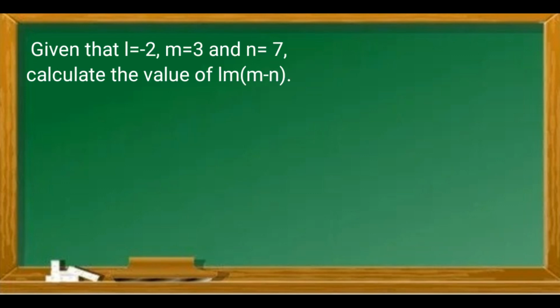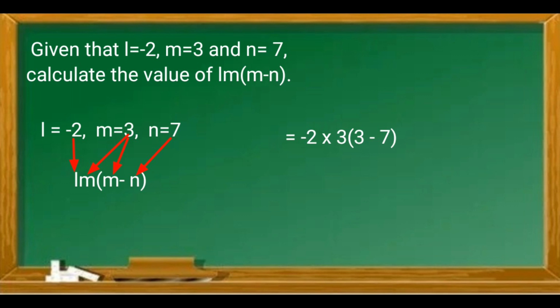Example 2. Given that L is equal to negative 2, M is equal to 3, and N is equal to 7, we find the value of L M open brackets M minus N. So wherever you see L, you'll put negative 2, M 3, and N 7. So you'll get negative 2 multiplied by 3, open brackets, 3 minus 7.